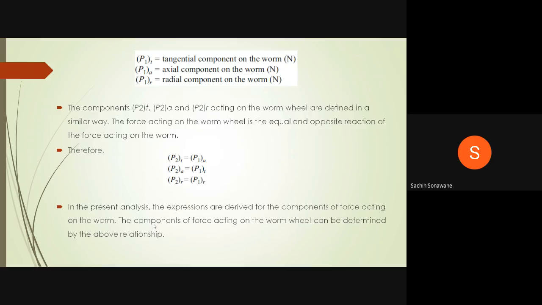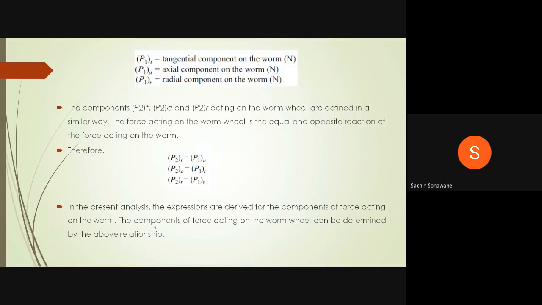Therefore, P1T is equal to tangential component on the worm in Newton. P1A is equal to axial component on the worm in Newton. P1R is the radial component on the worm in Newton. The components P2T, P2A and P2R acting on the worm wheel are defined in a similar way. The force acting on the worm wheel is the equal and opposite reaction of the force acting on the worm.